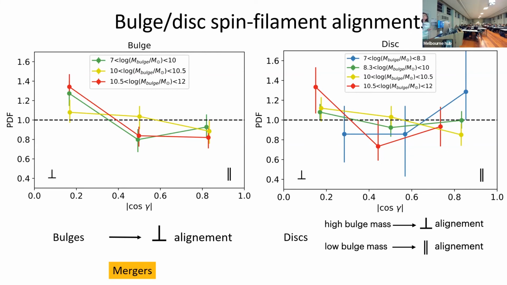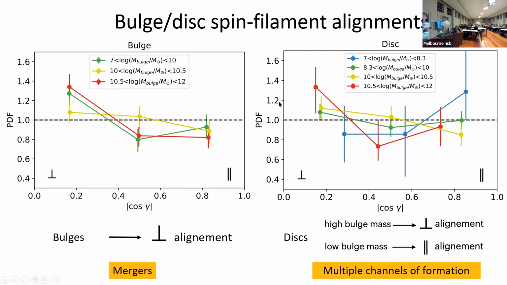Instead, if we look at the disks, we can see that we found different spin-filament alignments according to the associated mass of the bulge. And so this means that there can be multiple channels of formation that lead to the formation of disks. So a more perpendicular alignment will mean that the disk is showing signs of mergers, while a more parallel alignment will mean that the disk has been formed mainly by gas accretion.